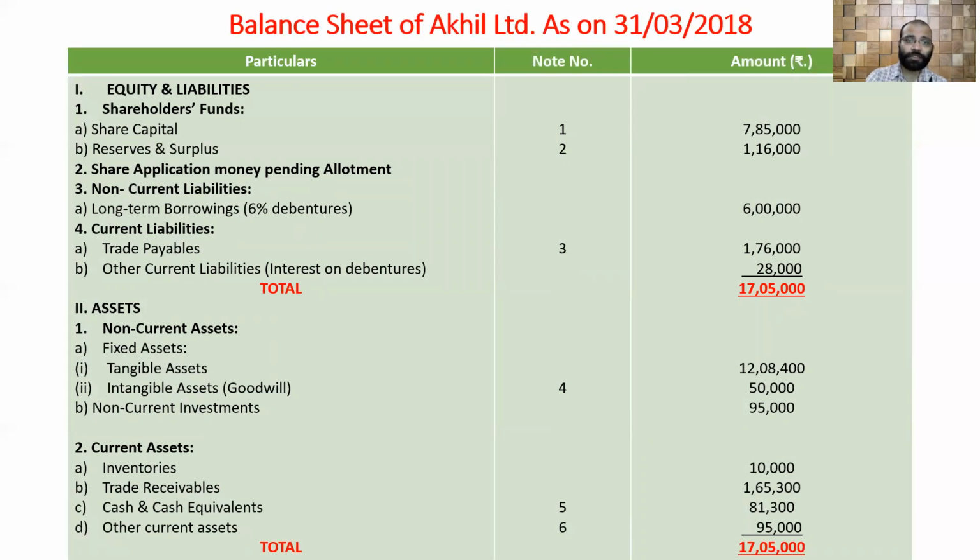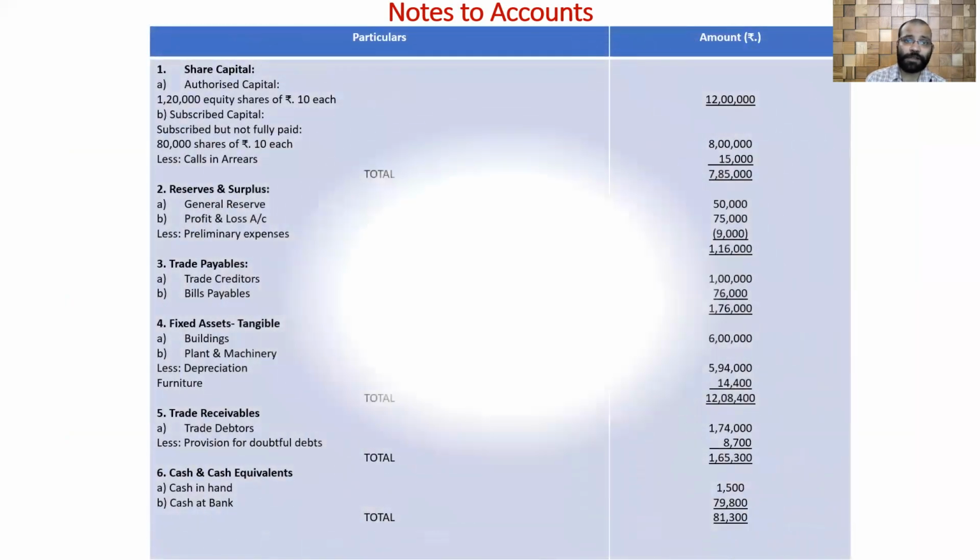That is why we go to the next step, the notes to accounts. In the notes to accounts, there's a working note we are preparing. When we prepare it, you need to prepare two columns: particulars and rupees. The first one is the share capital. Under that we have two things given in the question: authorized share capital and subscribed share capital. Authorized share capital is 1,20,000 equity shares of rupees 10 each, which is nothing but 12 lakhs. Authorized share capital we are not going to touch.